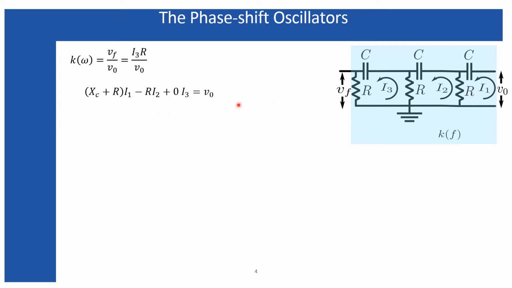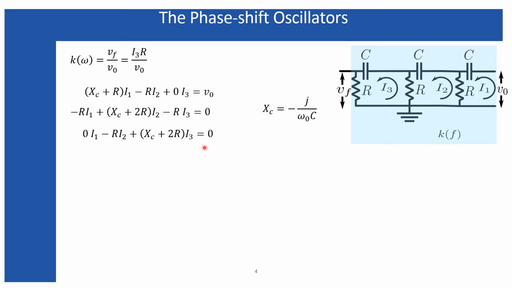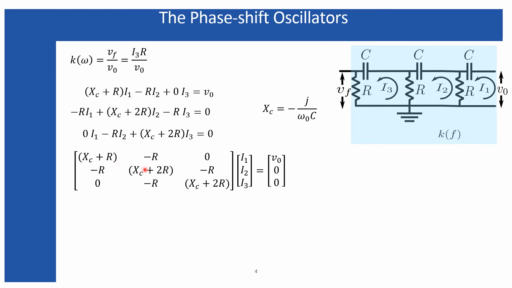Now if I apply KVL to this loop, this equation will result. Similarly, applying KVL at each and every loop, this is the KVL when I applied it at the second loop, and this is at the third loop. Now we can use these equations, where Xc is the reactance of the capacitor, and this linear equation can be used to form a matrix. So these are basically the elements associated with the currents.